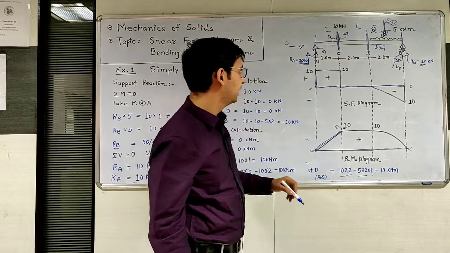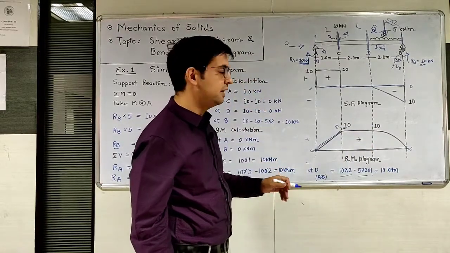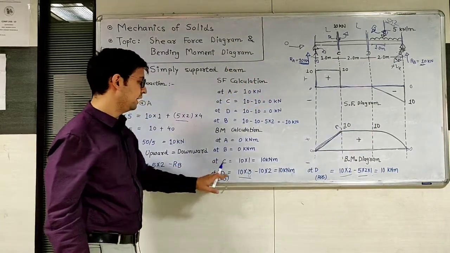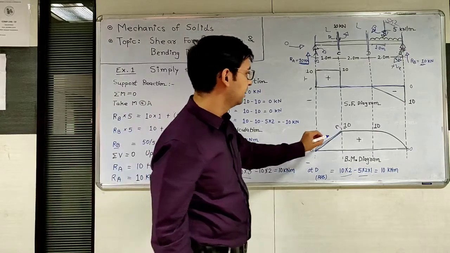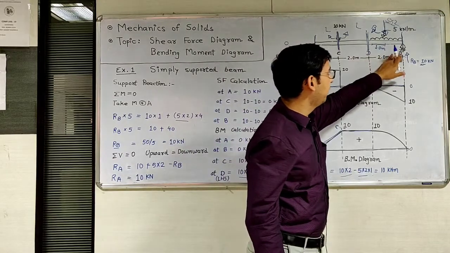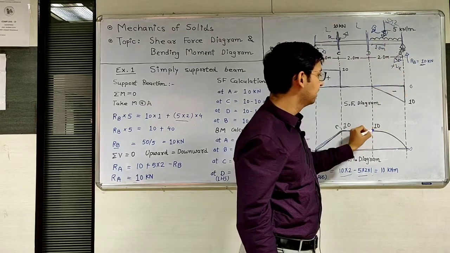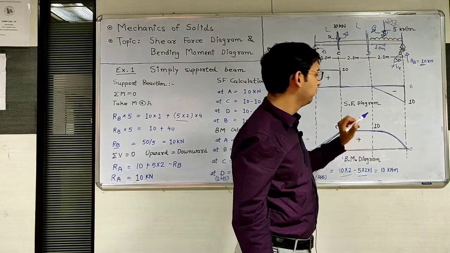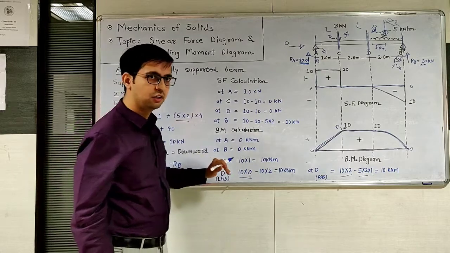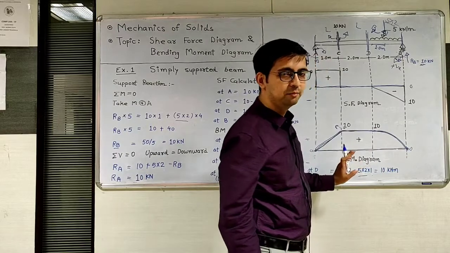inclined straight line. Now between C to D point there is no load. It means your line is straight, and the answer at D point is 10 kilonewton meter. So connect with a horizontal line. Now between D to B point there is uniformly distributed load. In that case the bending moment diagram is a parabolic curve, and the value of bending moment at B point is 0. So connect with the 0-0 line. So this will be the bending moment diagram for this beam.